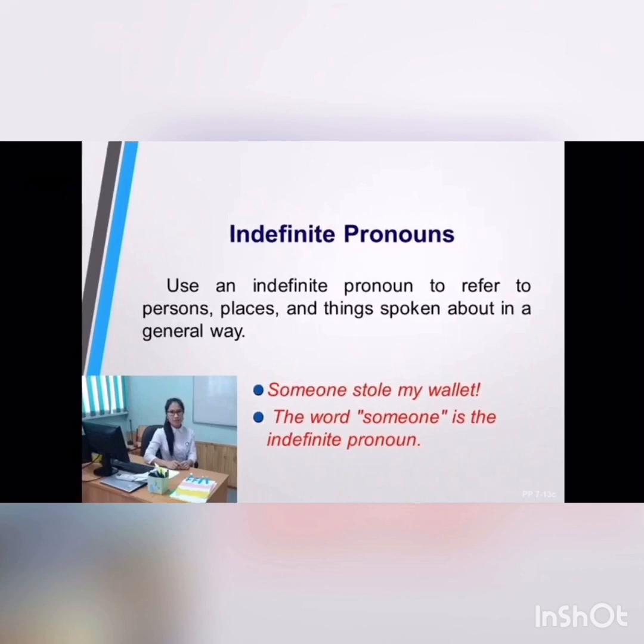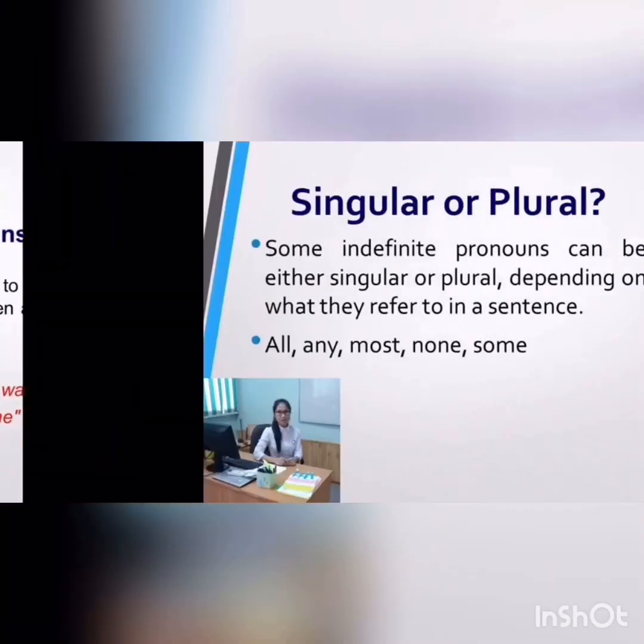The word someone is an indefinite pronoun. Singular or plural. Some indefinite pronouns can be either singular or plural, depending on what they refer to in a sentence. All, any, most, none, and some.